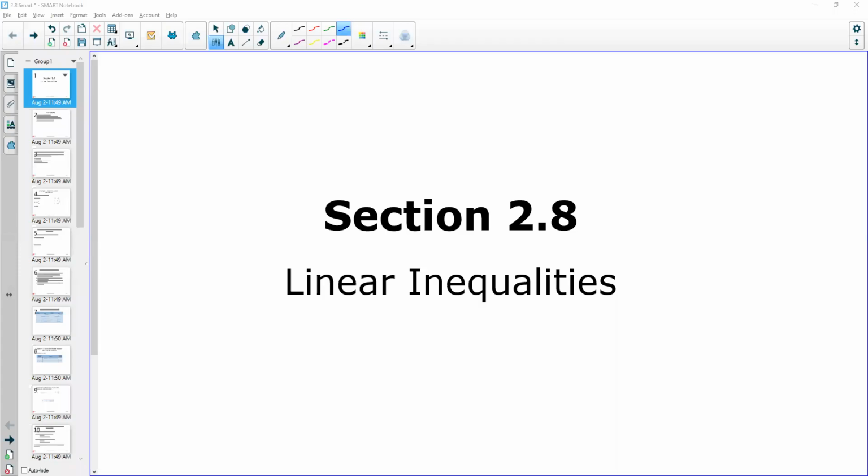Hey everybody, this is 2.8, linear inequalities. So in this section, we're going to talk about much of what we just did with solving equations: addition and subtraction and multiplication and division, opposite operations to solve. We're just going to do a couple of additional things, including how we write out what we see.